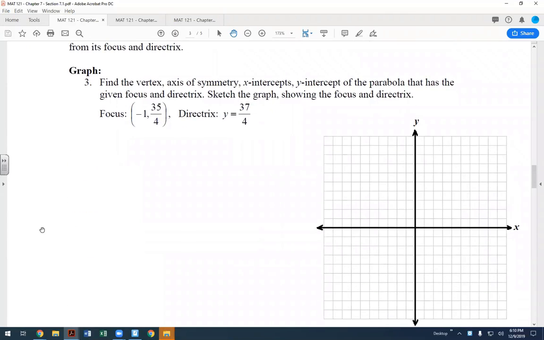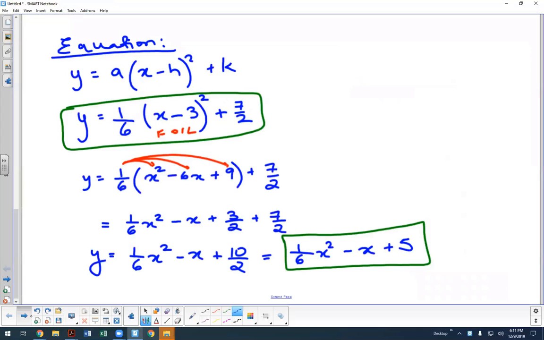and actually get into this graphing right here. Okay, so this one is saying, find the vertex, find the axis of symmetry, find the X and Y intercepts, and sketch the graph showing the focus and the directrix. Okay, so how do we come up with a graph when you are given the focus and the directrix? A lot of it is actually going to be somewhat similar to what we did here. So let's go ahead and write down what information we have.